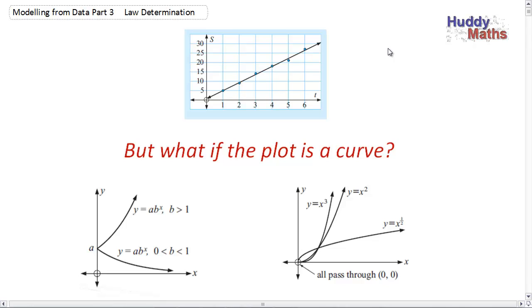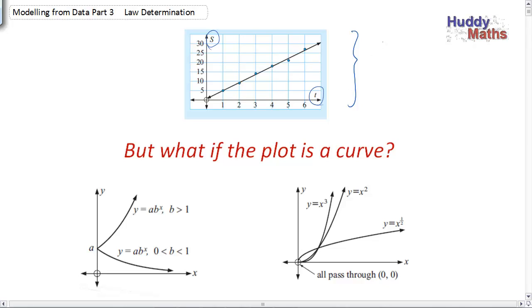Hey, welcome to the last of the presentations on modelling from data, and this is called law determination. Let's have a look at what we've been doing. We've been looking at trying to fit a straight line to a set of data. Just remembering, we've gone out of Y and X land into an actual mathematical model where we're describing a practical situation. Do you remember that stuff?